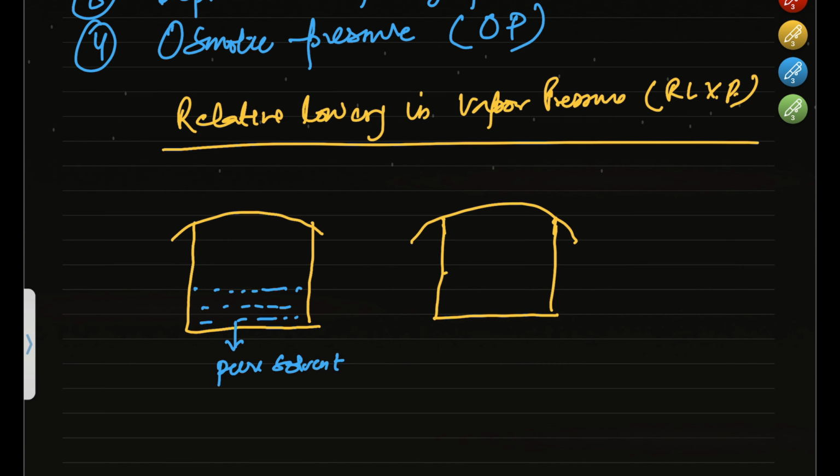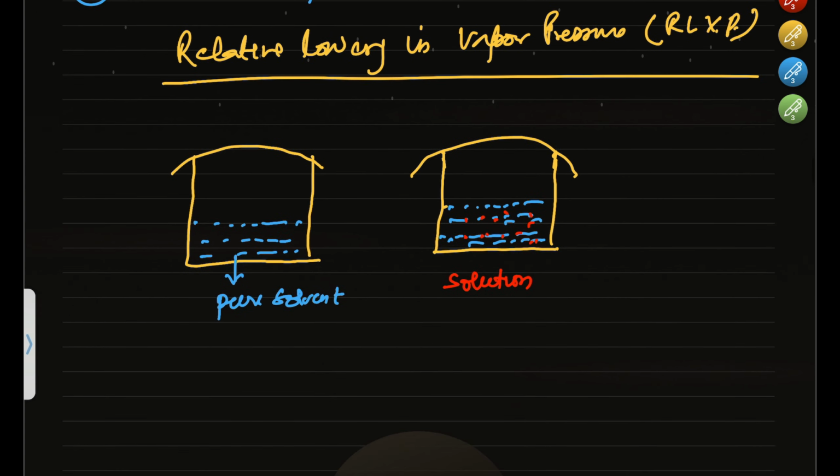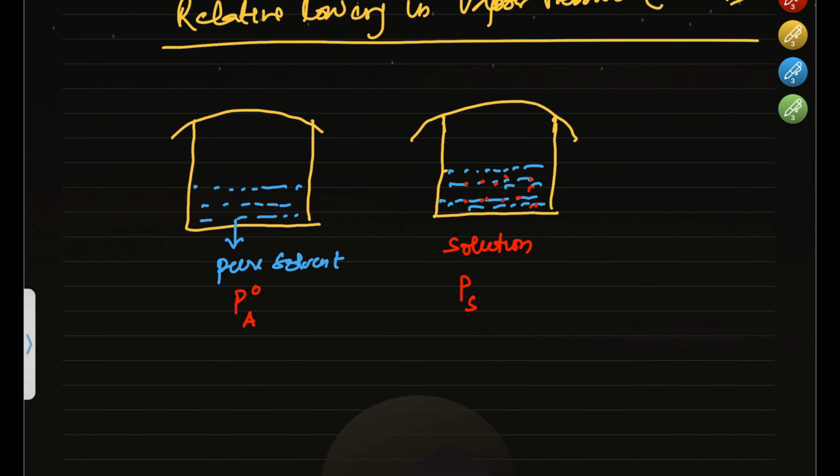This container contains the solvent as well as the non-volatile solute, called a solution. The vapor pressure of the pure solvent is denoted by P naught. The solvent is denoted by subscript A, and the vapor pressure of the solution is represented by PS. Okay, so the vapor pressure of the solution decreases. The vapor pressure of the pure solvent is higher than the vapor pressure of the solution.